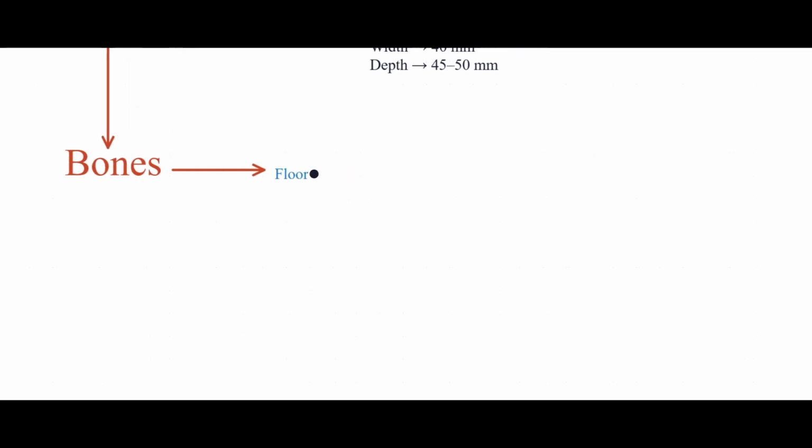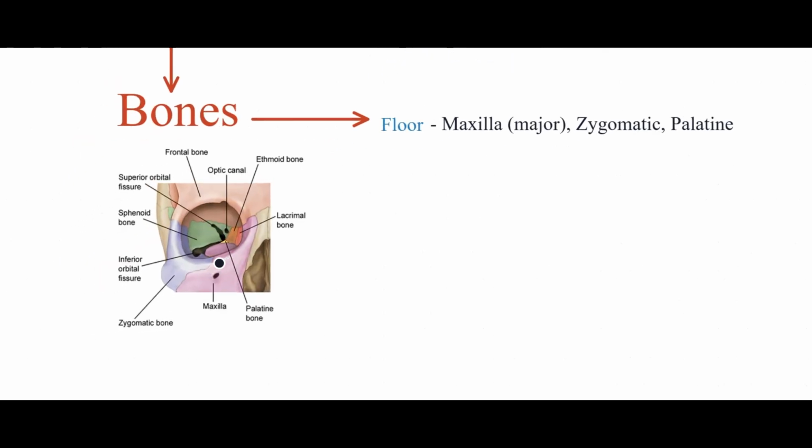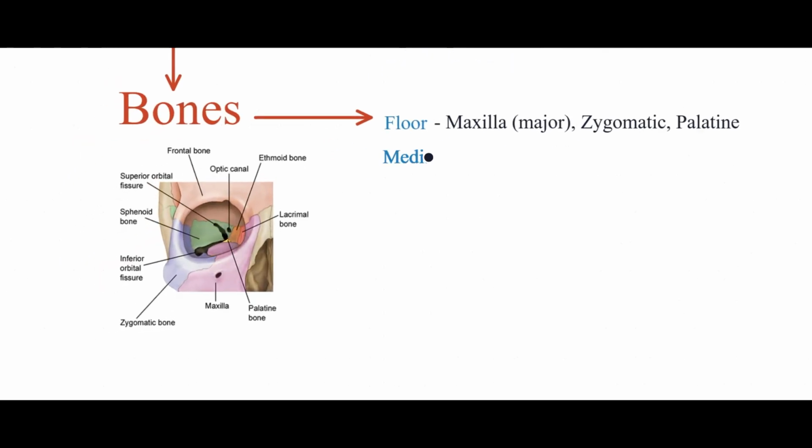The orbital floor is formed mainly by the maxilla, which is the major contributor. It is also formed by the zygomatic bone and a small contribution from the palatine bone. The orbital floor is clinically important because it is the most commonly fractured wall in blowout fractures.